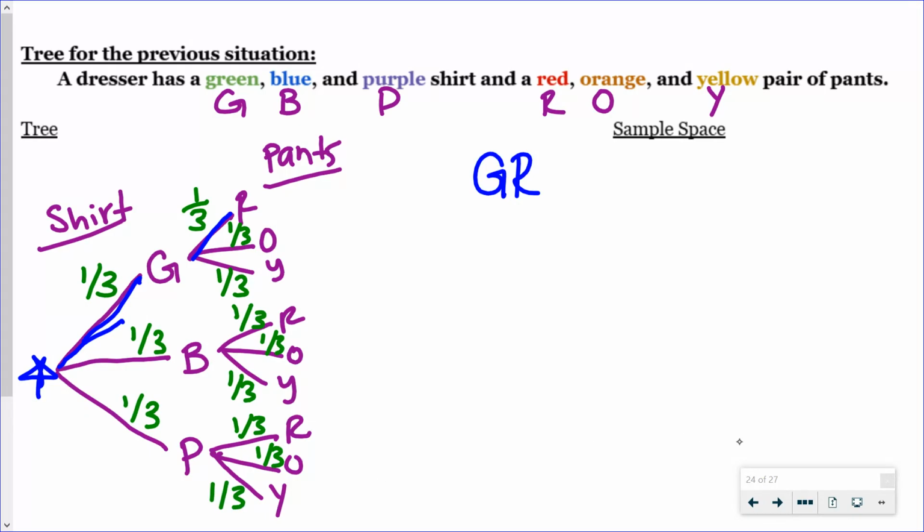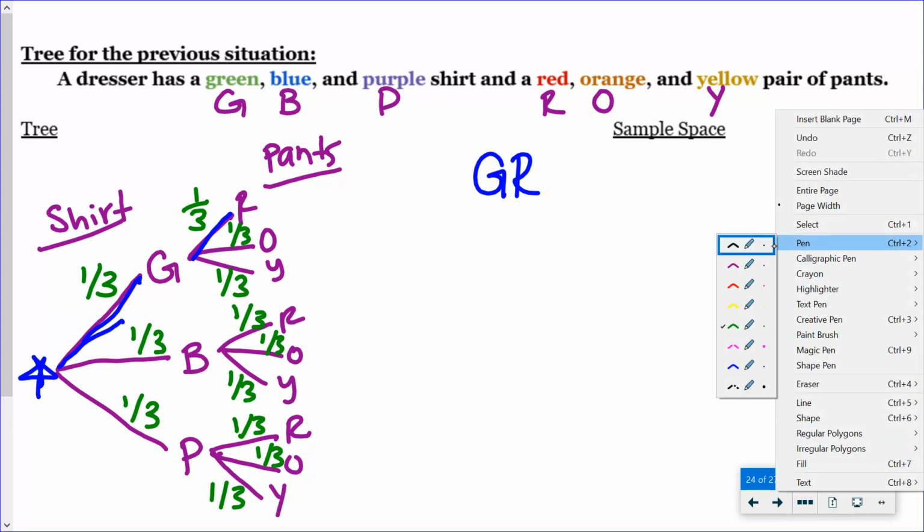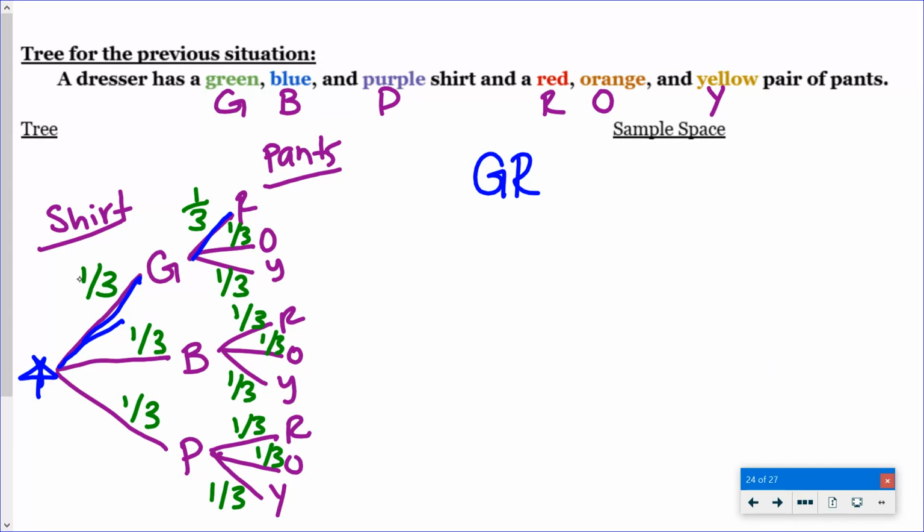So now that I have my probabilities on there, I can include them in my sample space, in my outcomes. I take the probability on the first branch, and I multiply it by the probability on the second branch.